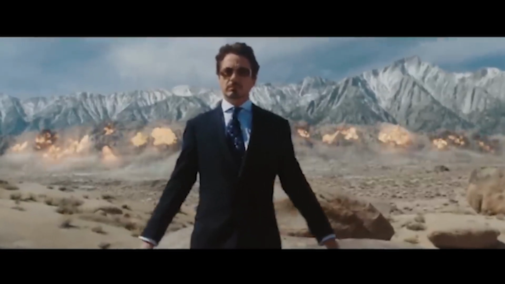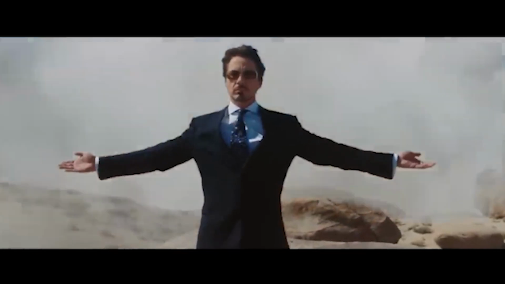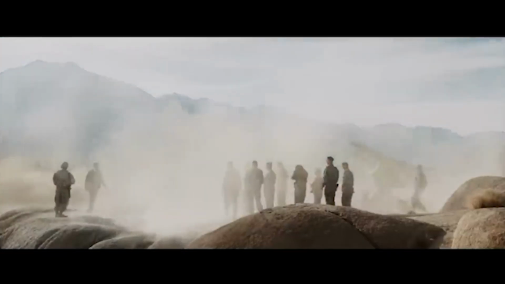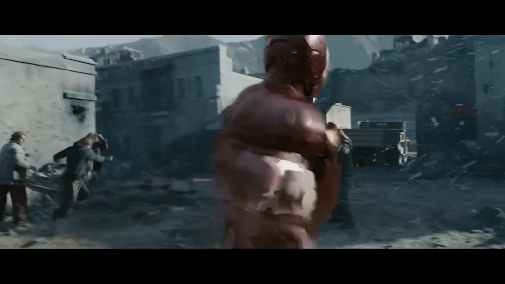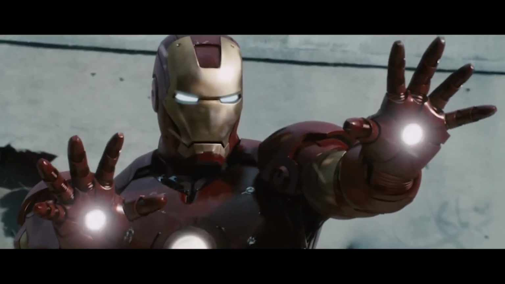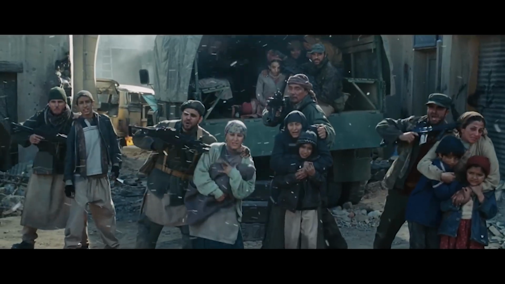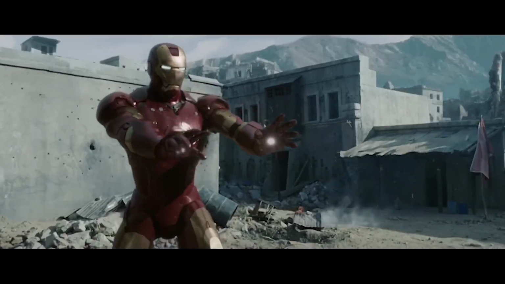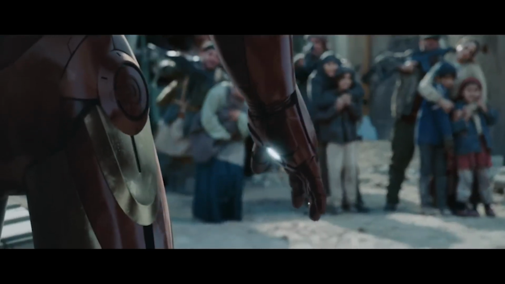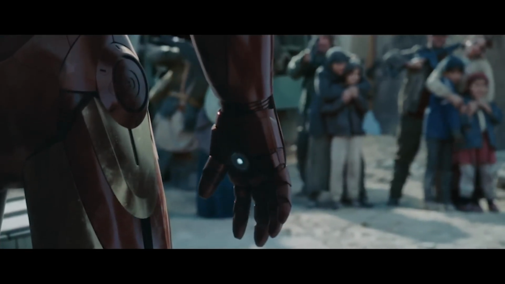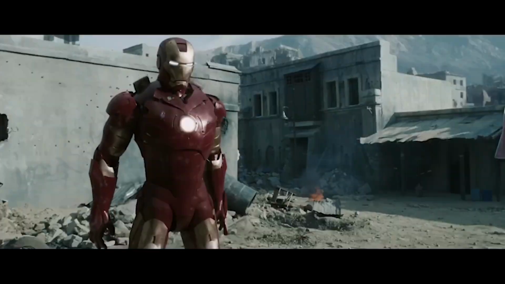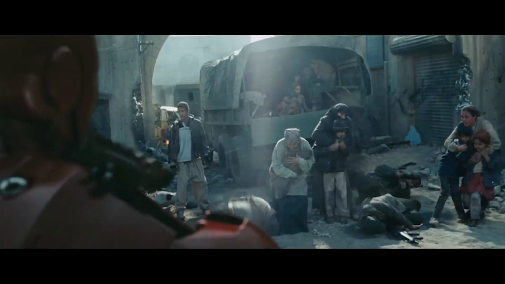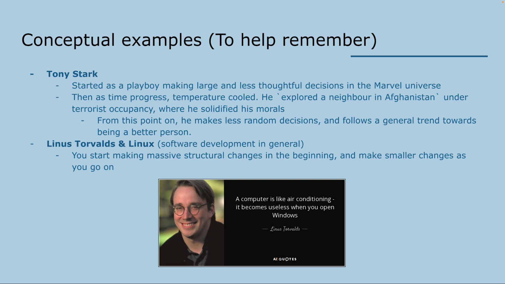He was doing things that were quite random, and there wasn't much decision to it. And then as his temperature cooled, as he went off to Afghanistan in the movie, and he was under terrorist occupancy, spoiler alert, he slowly made less sporadic decisions, and he kind of cooled towards a global maximum, which was his well-rounded hero character. So he was really sporadic at the start, and then he slowly made his way to the global solution. And Linus Torvalds as well, and Linux in general.